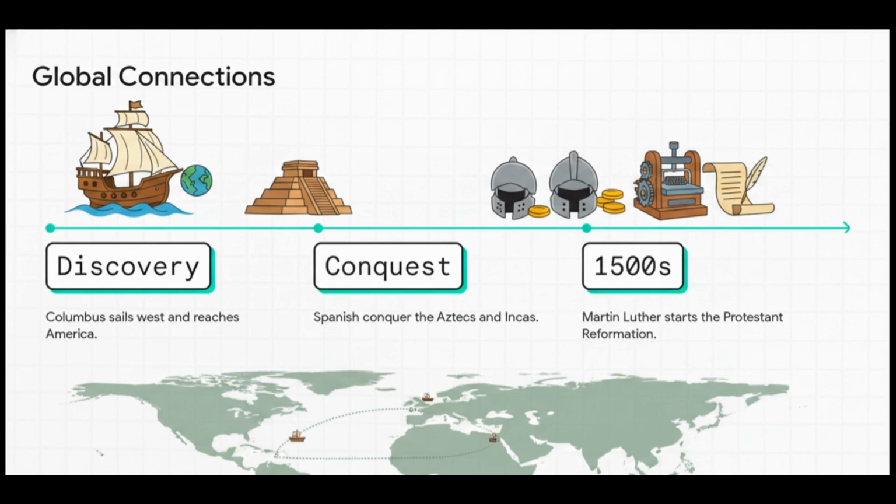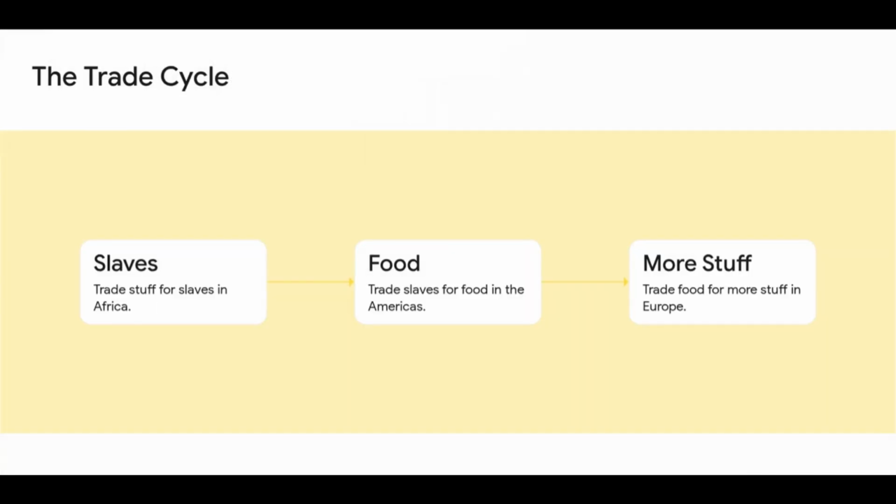Meanwhile, the Portuguese decided to bypass the ancient Silk Road entirely, sailing around Africa to build a massive oceanic trading empire over in Asia. So the crucial point to understand here is that this maritime dominance quickly led to a highly lucrative but incredibly grim cycle.